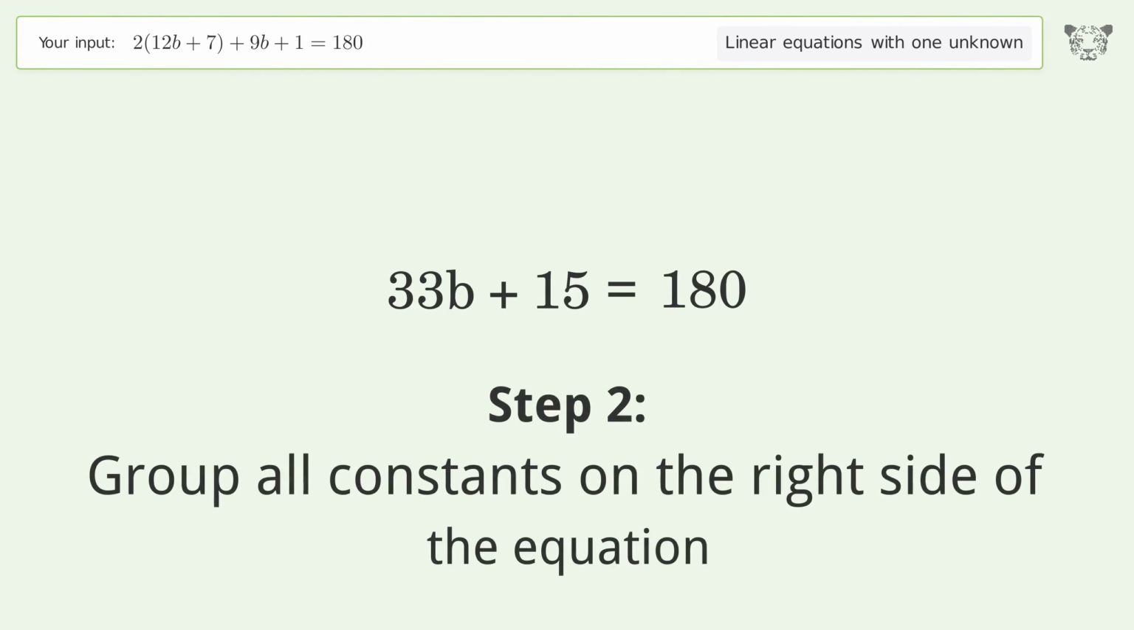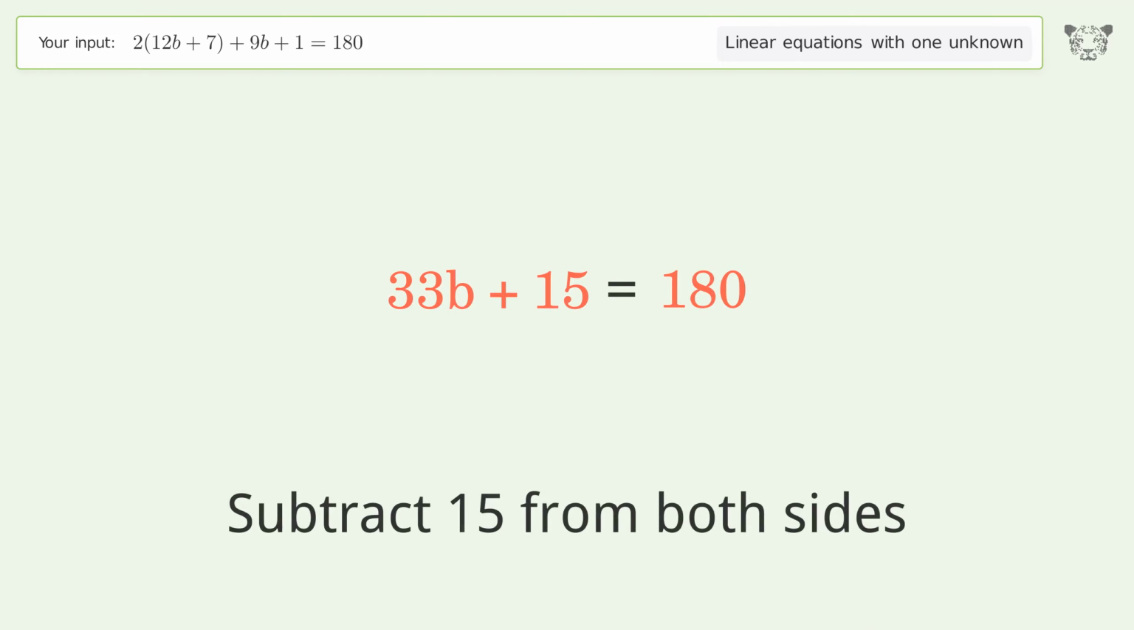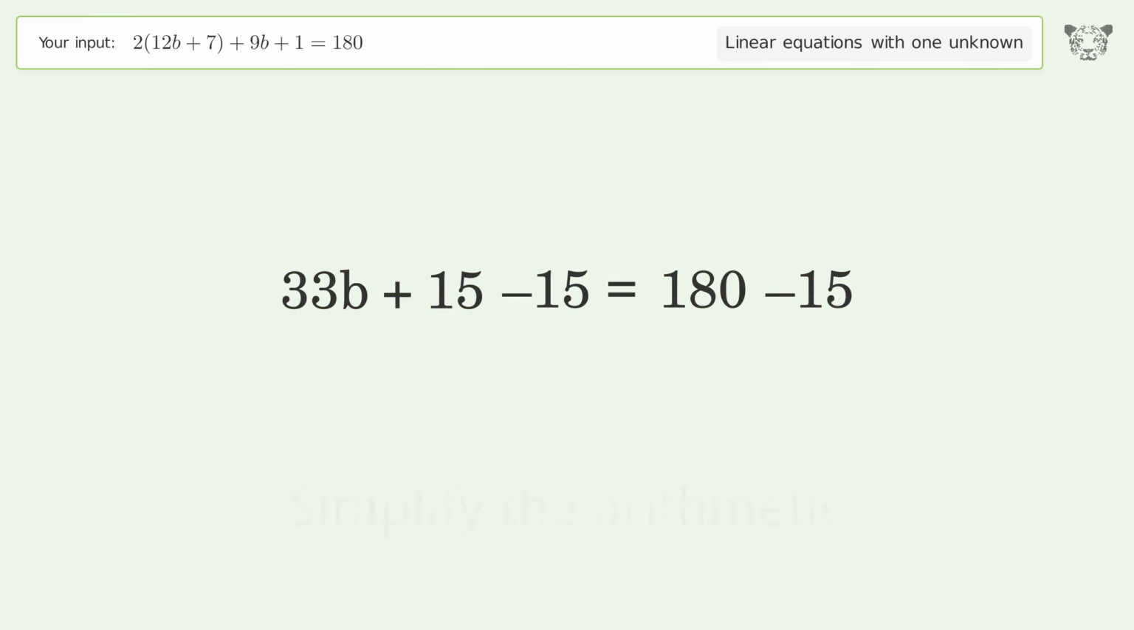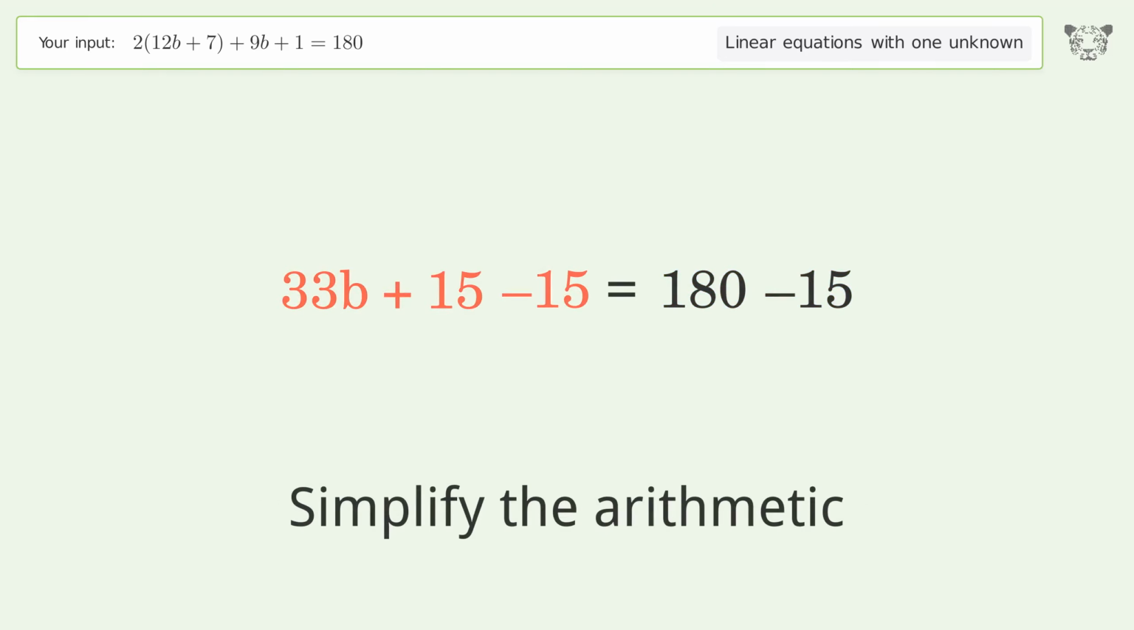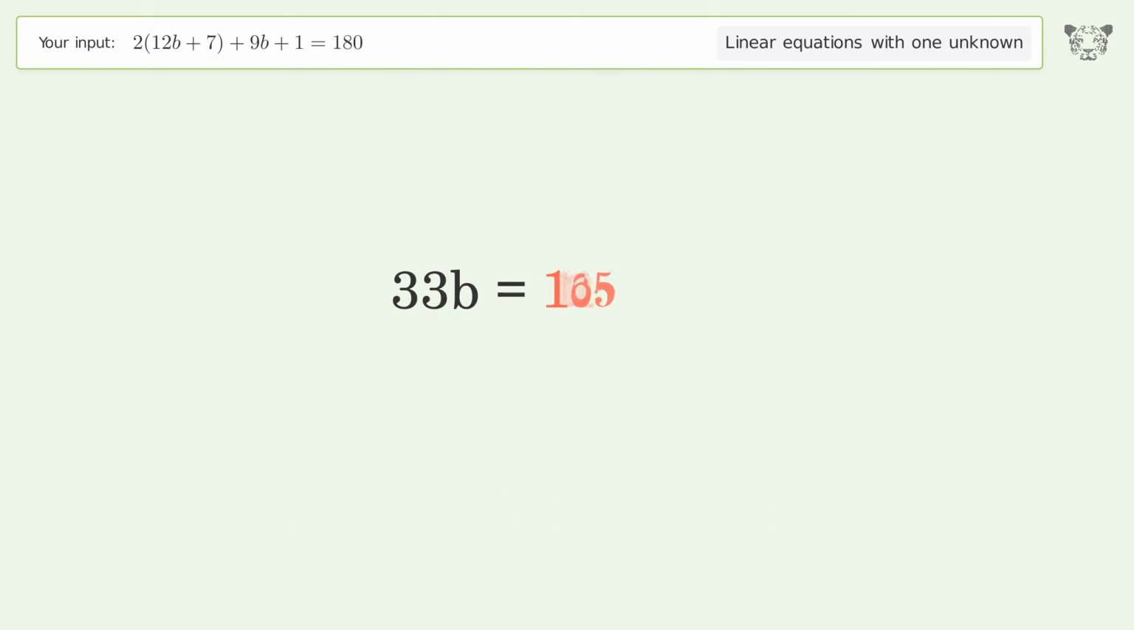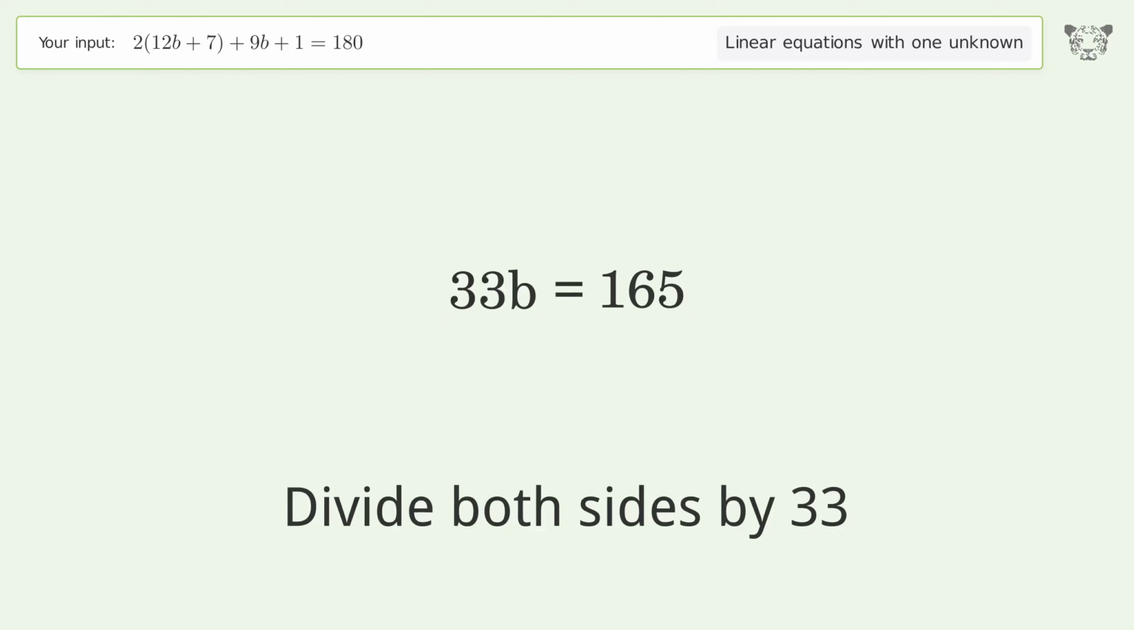Group all constants on the right side of the equation. Subtract 15 from both sides. Simplify the arithmetic. Isolate the b. Divide both sides by 33.